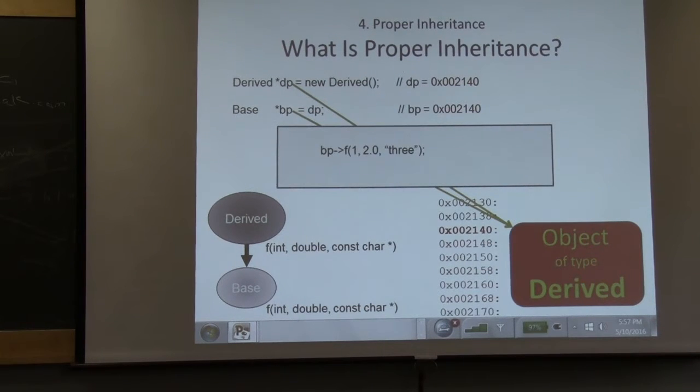I call this 1, 2.0, and 3. And I call this 1, 2.0, and 3. So the base and derived, what must be true? They have identical behavior. Not similar behavior, identical behavior, right? Nothing short of identical. The same observable behavior. Okay.